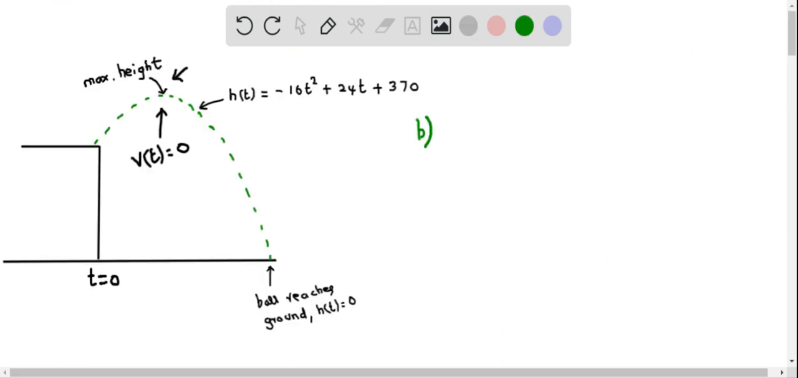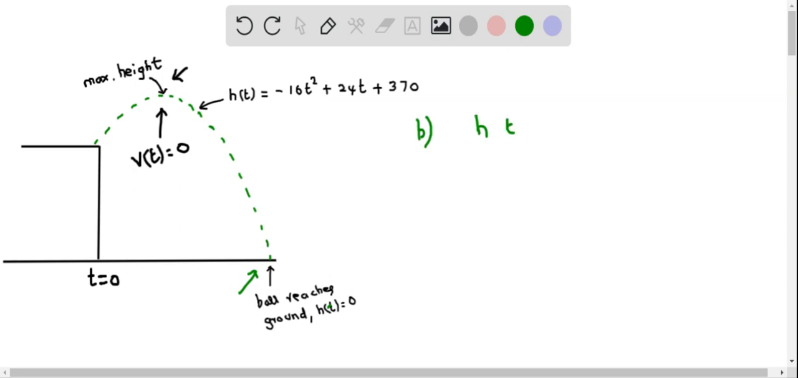Now let's answer the part B question. Here we have to determine the time when the ball reaches the ground. That is, this is the point when the ball reaches the ground. So at this point, its height is going to be 0. That is, h of t equals 0. So using this condition, we can solve for t.